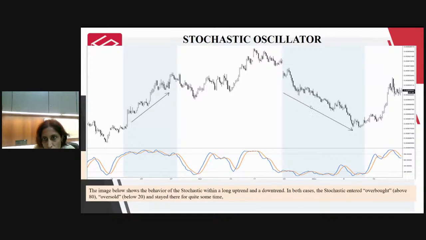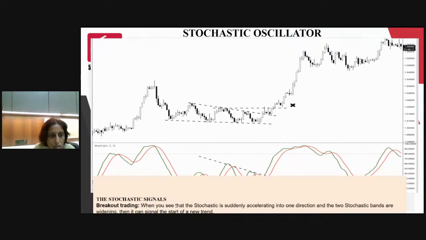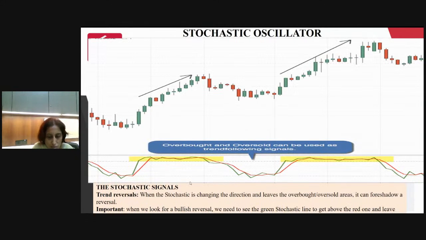Whereas as you come to this part of the chart, you find that both these lines, the percentage K and the percentage D line, are moving below the 20 mark. The moment they are moving below the 20 mark, it is indicative that it is the right time to exit the market. Okay, as we can see, this is again a breakout. So the stochastic signals give us the breakout signals.